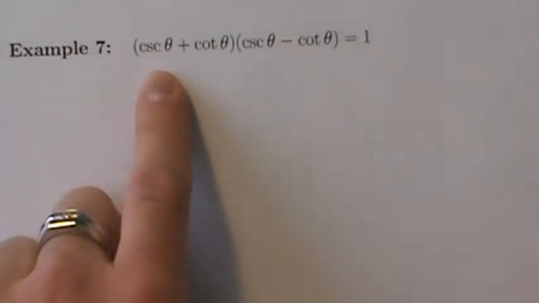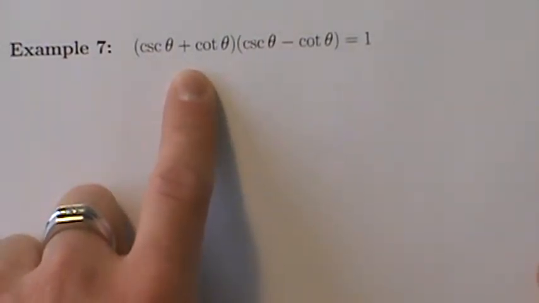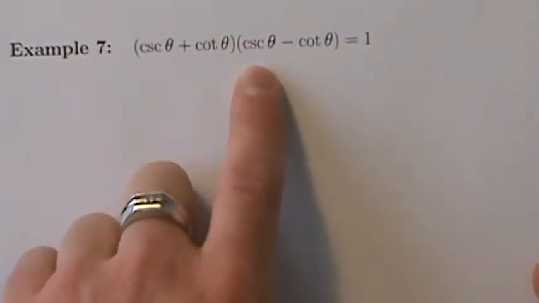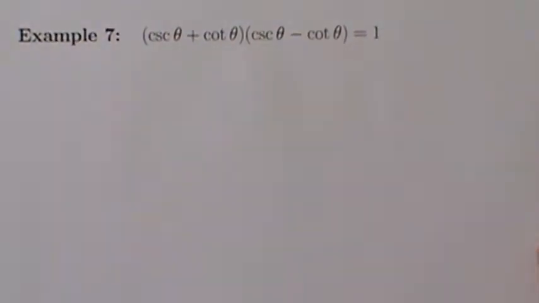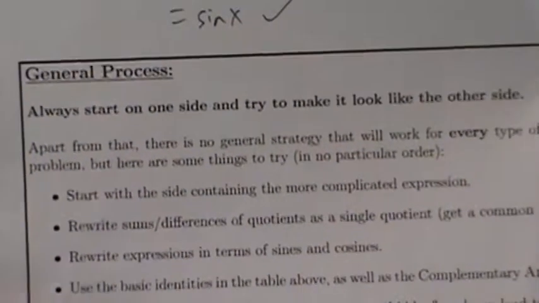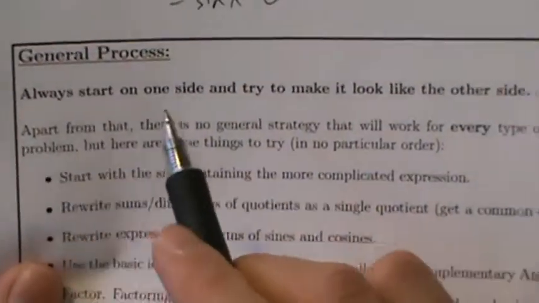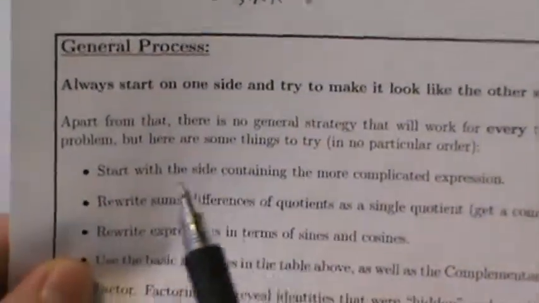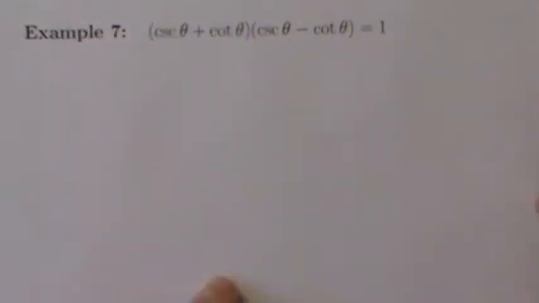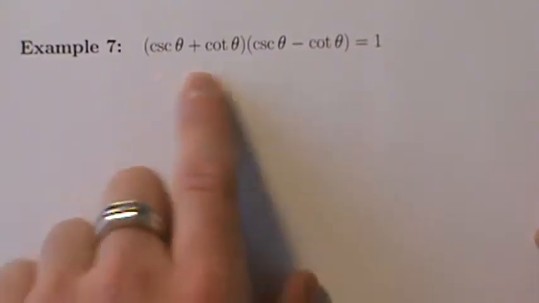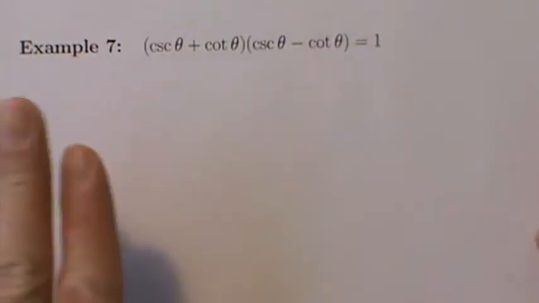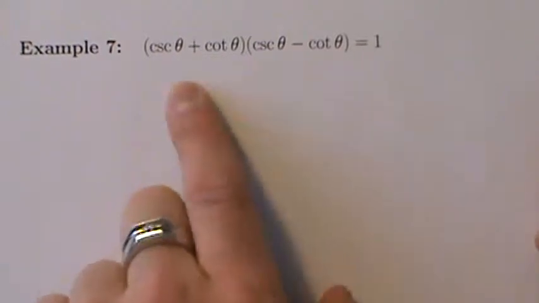So example 7: the quantity cosecant of theta plus cotangent of theta, times the quantity cosecant of theta minus cotangent of theta, equals 1. Okay, so back to our general process from an earlier video: always start on one side, try to make it look like the other side, and usually start on the more complicated side. I think we can all agree that the left side is a little more complicated than the right. So we're going to start with the left side and try to make it look like the right side. In other words, just show that the left side equals 1.